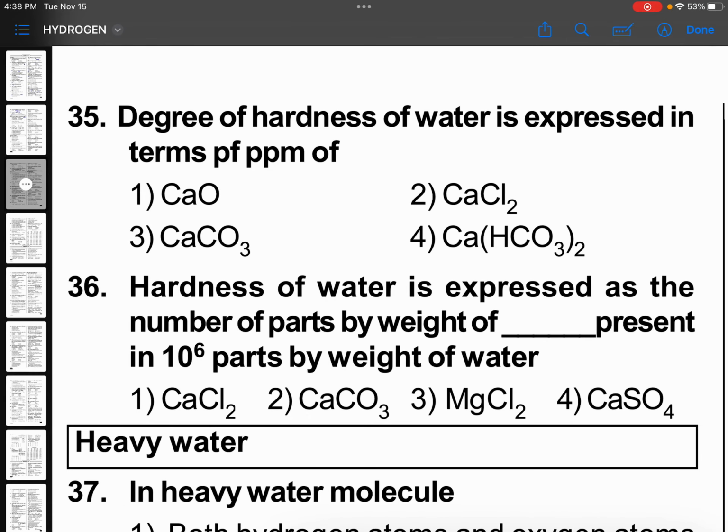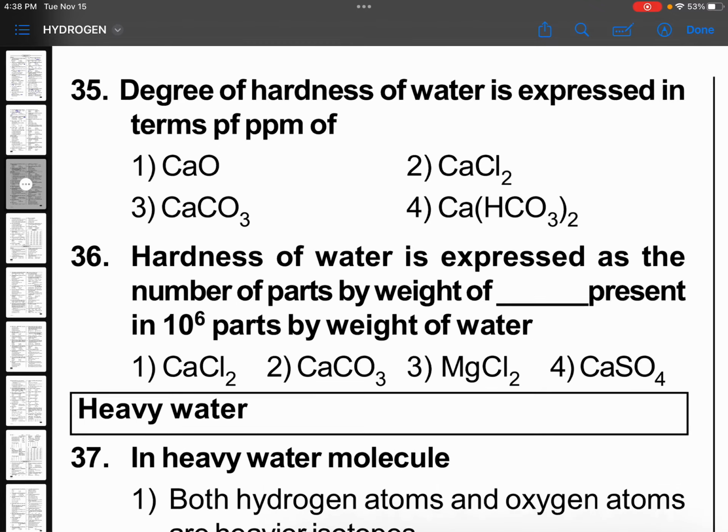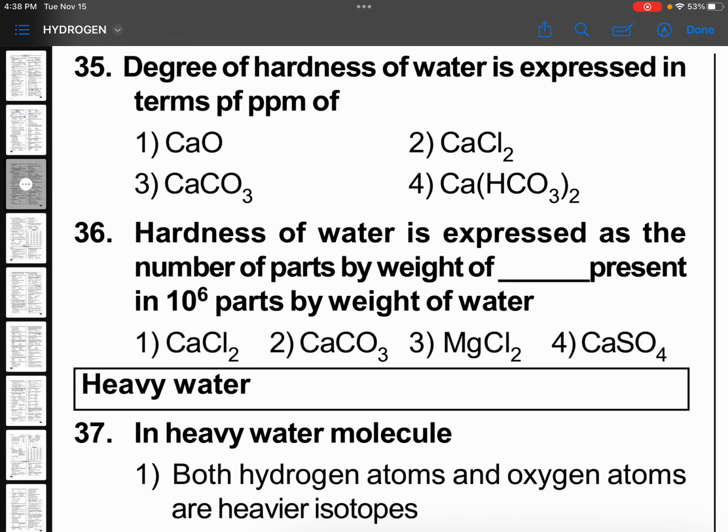Fine. 35th question. Degree of hardness of water is expressed in terms of calcium carbonate. That is one technique of saying calcium carbonate.